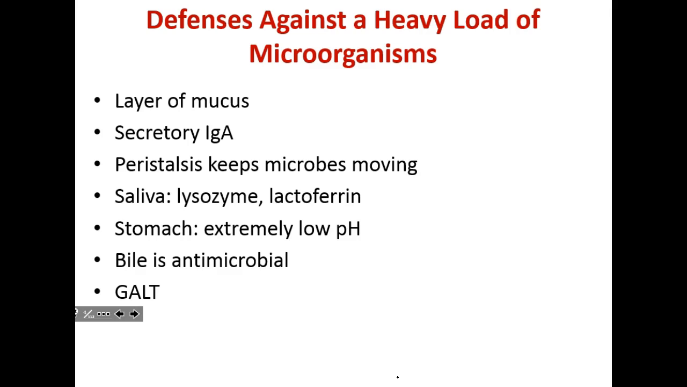Saliva, lysozyme, and lactoferrin in your stomach. Your stomach has an extremely low pH. And bile, B-I-L-E, is antimicrobial.